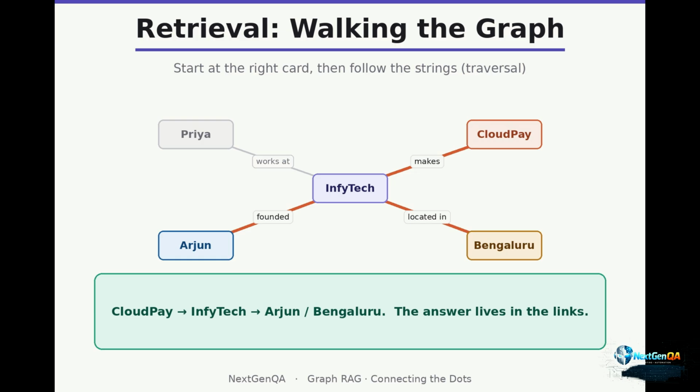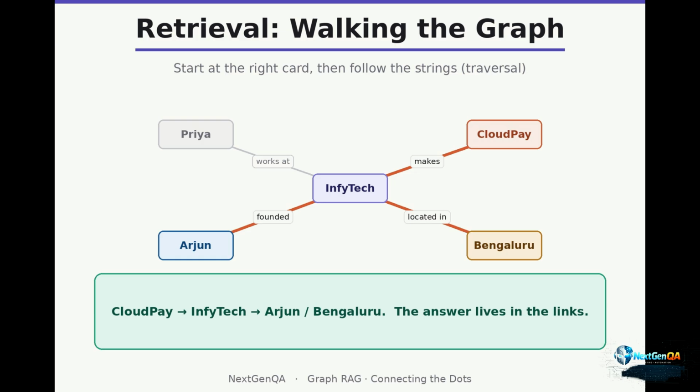From CloudPay, follow the strings outwards. CloudPay made by Infitech. Keep hopping. Infitech founded by Arjun and Infitech located in Bengaluru. Collect this little connected cluster, the cards and the strings you walk through. That neighborhood is your context. This walking hop by hop is called traversal. And notice the answer emerged from the connections, not from any single page. That is something basic RAG structurally cannot do.